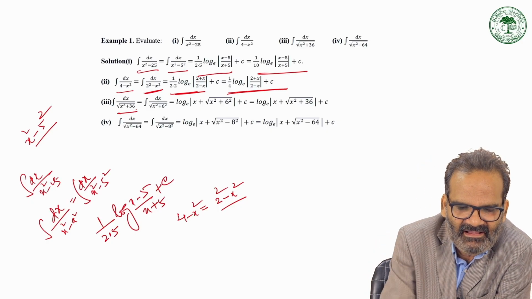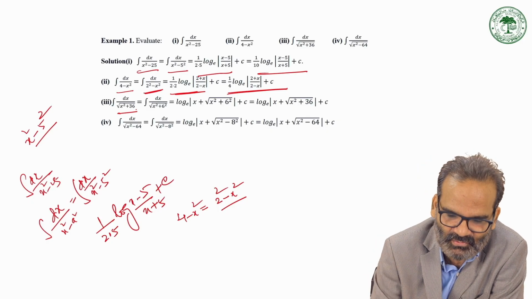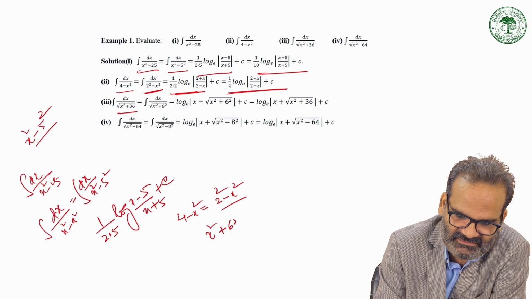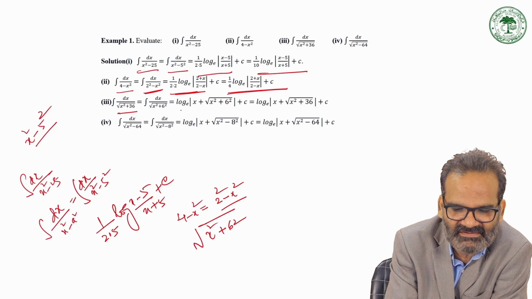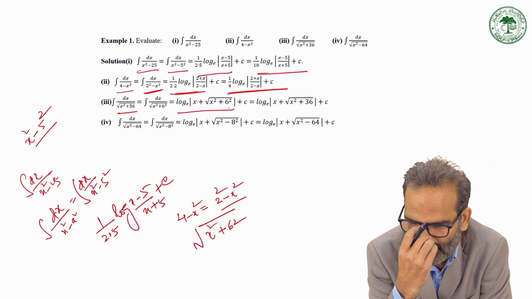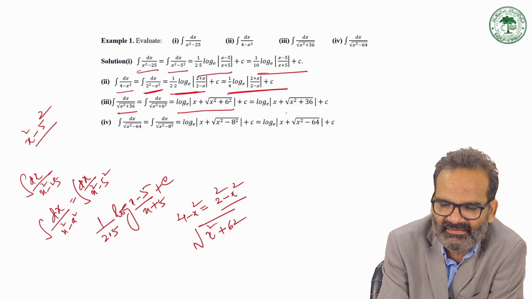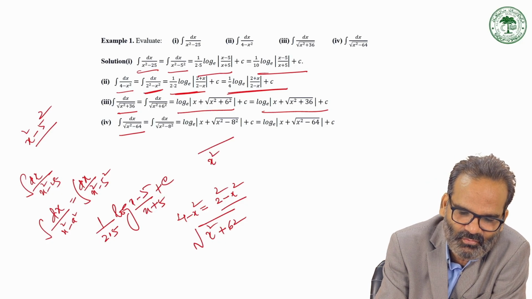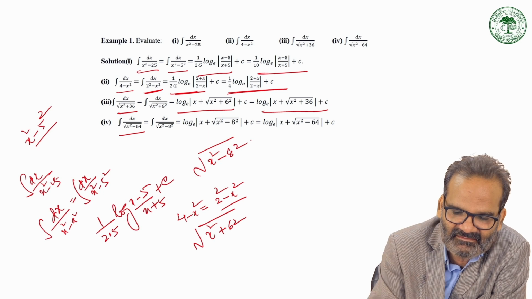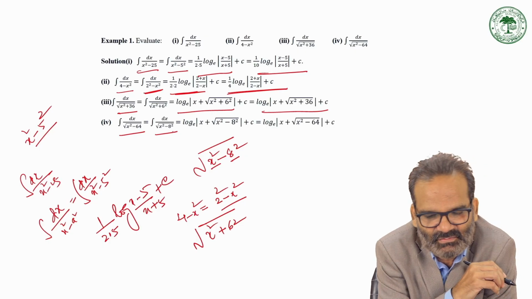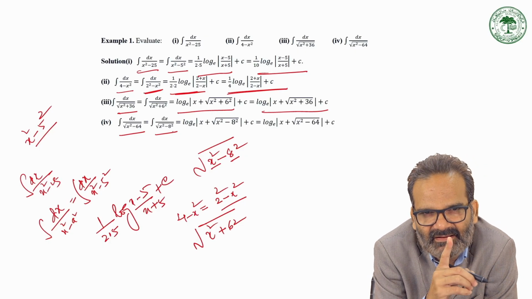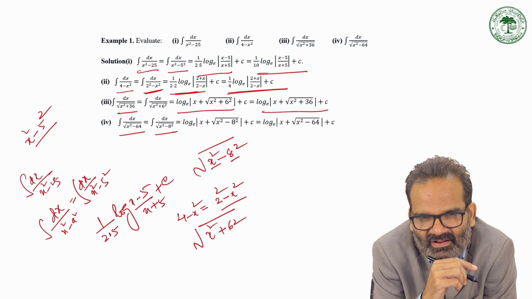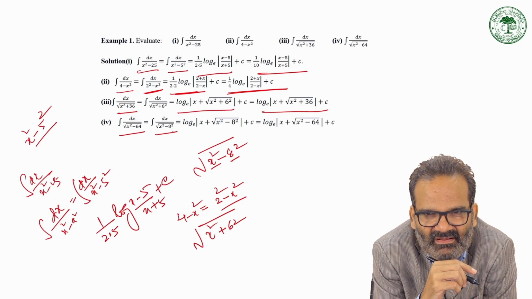This is case 3. Under square root, x² + 36. So this can be written as x² + 6² under square root. And you know the formula of this is what? log|x + √(x² + 6²)| + c, and finally you will get this. And finally the fourth is √(x² − 64), where 64 means 8². Right? x is a variable, here this is a constant. So this can be written as dx divided by √(x² − 8²). So this equals log|x + √(x² − 8²)|, that is equivalent to log|x + √(x² − 64)|.